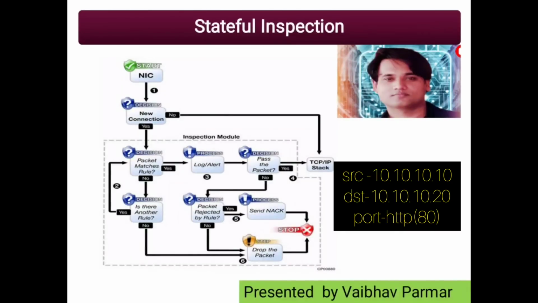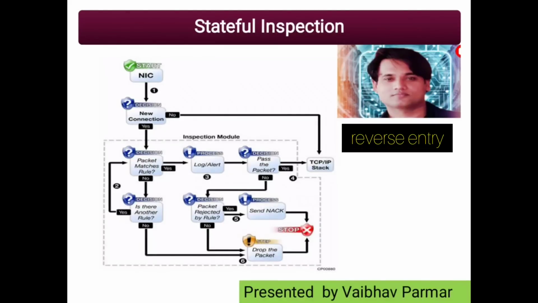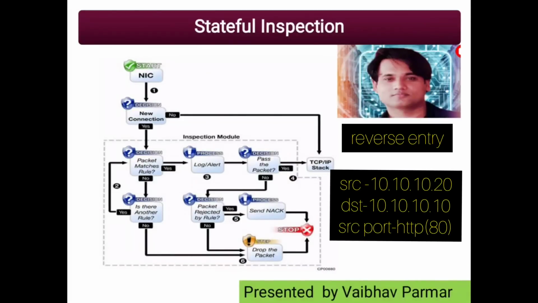But when the SYN-ACK packet comes, what will happen? Here, the connection table plays a big role. The connection table smartly creates a reverse packet entry, as we discussed. For example, the reverse packet entry will have source 10.10.10.20 and destination 10.10.10.10, and source port 80 with a random destination port.